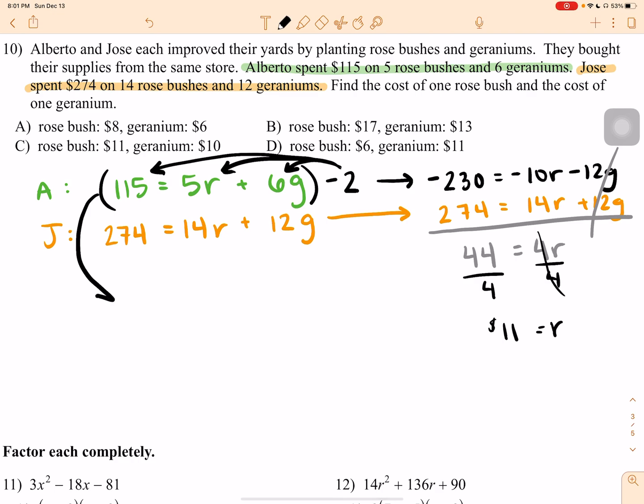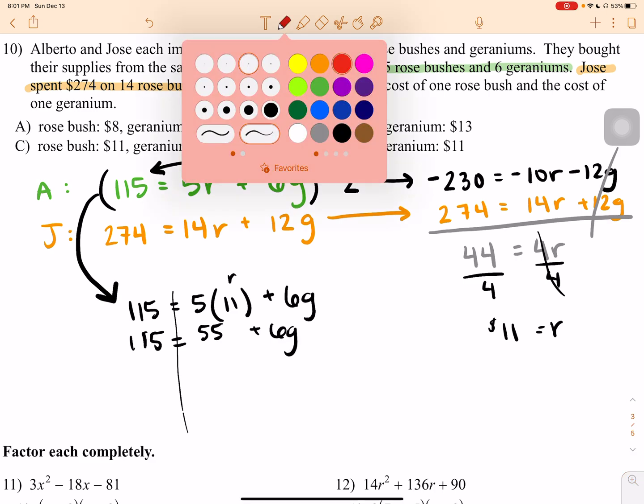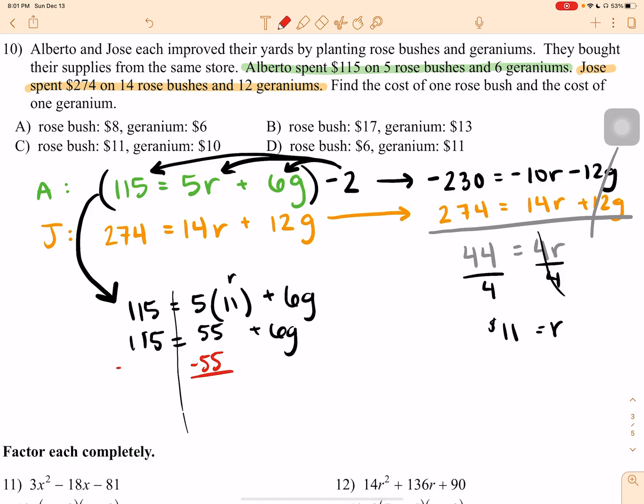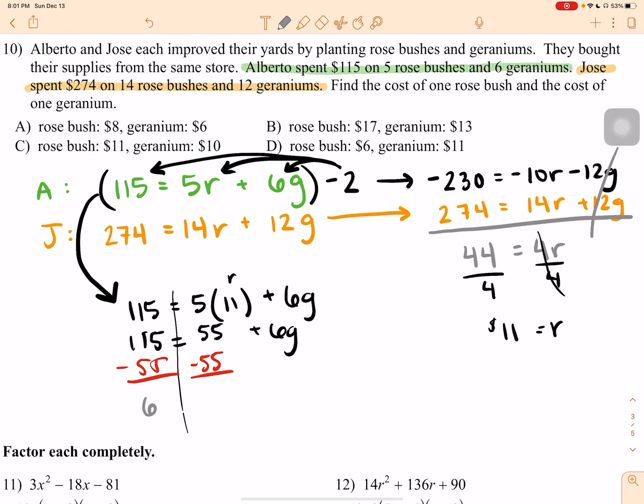I'm going to use Alberto's equation to check my answer just because it's shorter. So 115 equals 5, and instead of R here, I'm going to put an 11 for rose bush price, plus 6G. So this is going to be 115 equals 55 plus 6G. I'm going to subtract 55 from both sides. 115 minus 55 is 60, yep, 60 equals 6G.